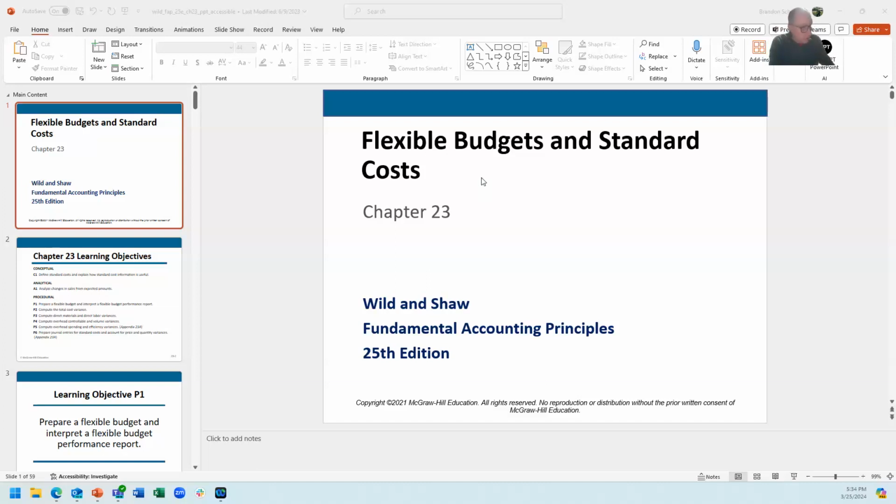This is going to be a little bit of a continuation of our conversation we had last week on budgeting. But in addition to budgeting, we're going to talk about this concept called standard costs, which is directly related to another very important concept called cost variance. And it's a very important concept, and I'm going to take my time explaining it to you.